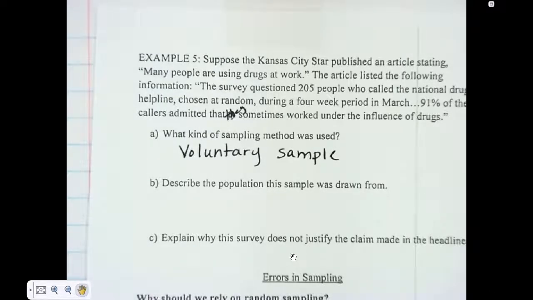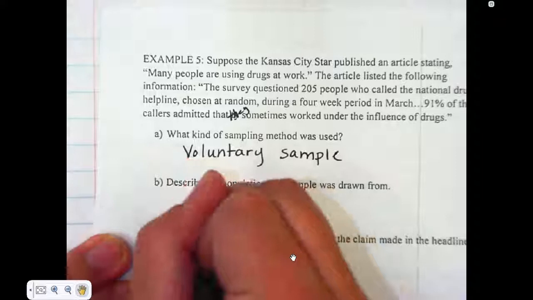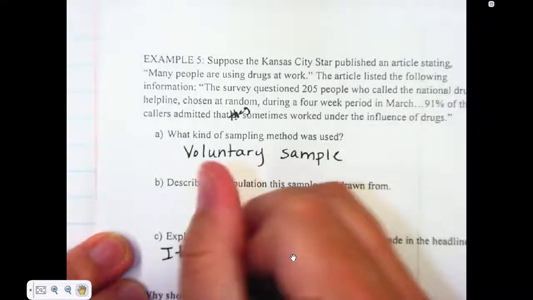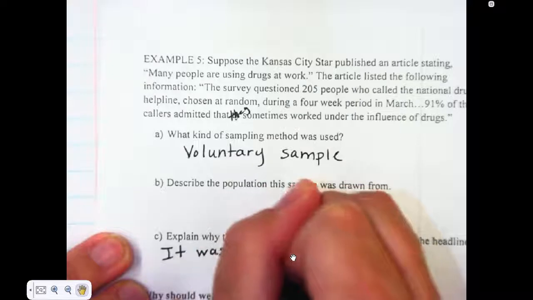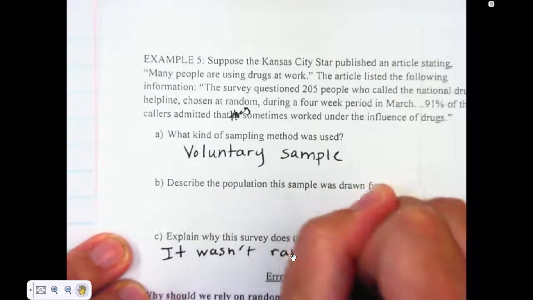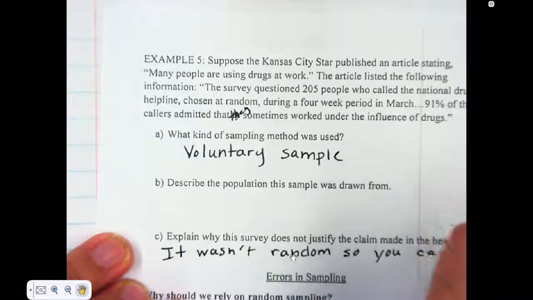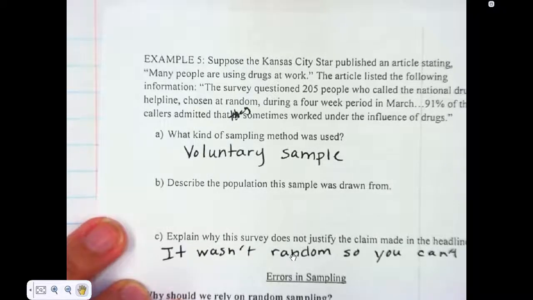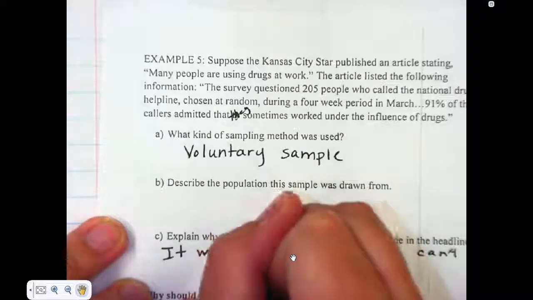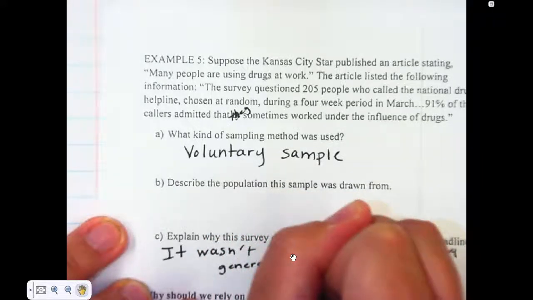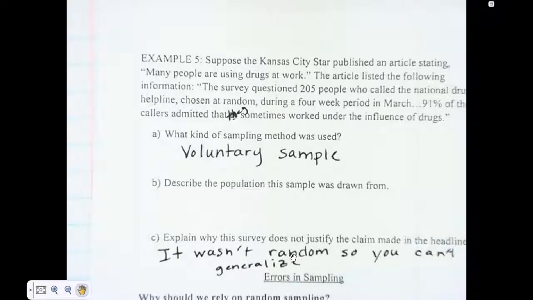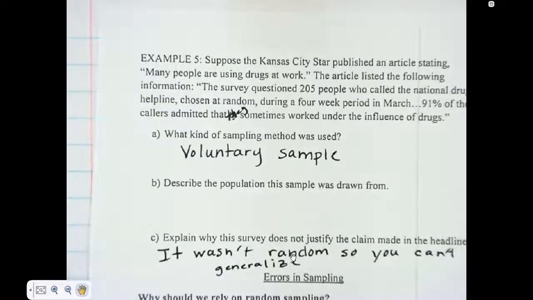And then the last thing is explain why this survey does not justify the claim made in the headline. Okay, it wasn't random. If it's not random, you can't generalize. I know for one, I don't use drugs at work, and most people I know don't. In fact, I don't know anyone who does, so which is a good thing. So obviously this was not a good observational study. Okay, we're going to go ahead and stop there, and we will finish up in the next video.